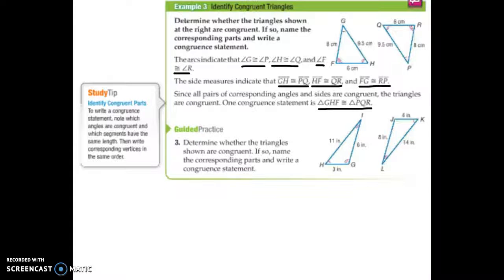Alright, so if we can play the matching game, we can identify what looks the same, what is the same. We're going to do just fine today. Congruent triangles. Find the parts that match up, see if they're equal.